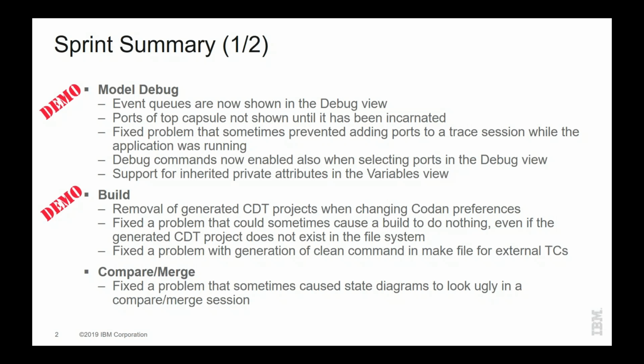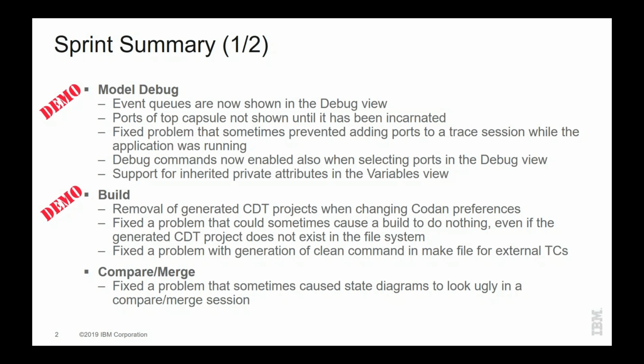We also did some improvements in the area of build. So now if you change the preference that controls CDT product generation adapted for Codon, you will now be prompted to automatically remove all generated CDT projects. We also fixed another problem that sometimes could cause the build to do nothing, even if the generated CDT project didn't exist on the file system. And there was another problem fixed related to how the clean command was generated in makefiles for external transformation configurations.